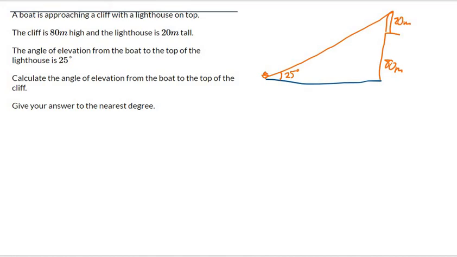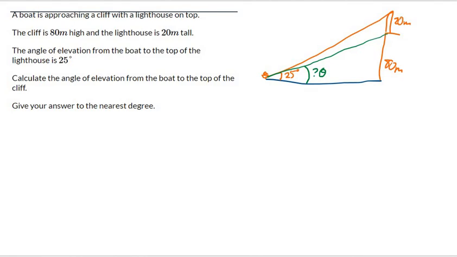Calculate the angle of elevation from the boat to the top of the cliff. So this time we go from the boat to the top of the cliff. So we want this. I don't know what it is, so I'm going to call it theta. Give your answer to the nearest degree. Let's look at the triangle we're aiming for. We're trying to find this angle here.